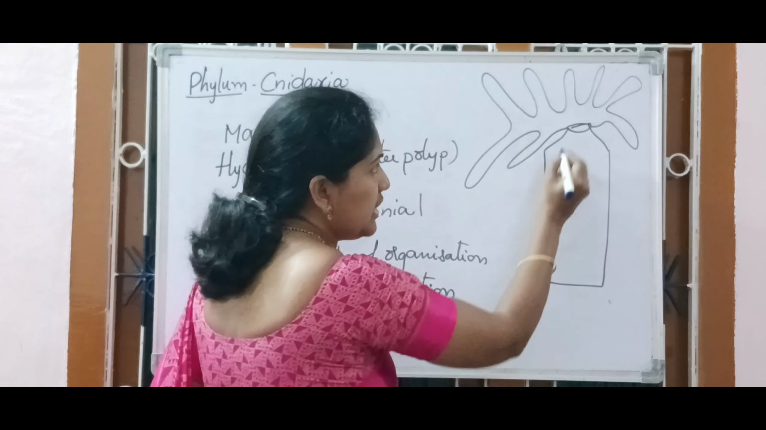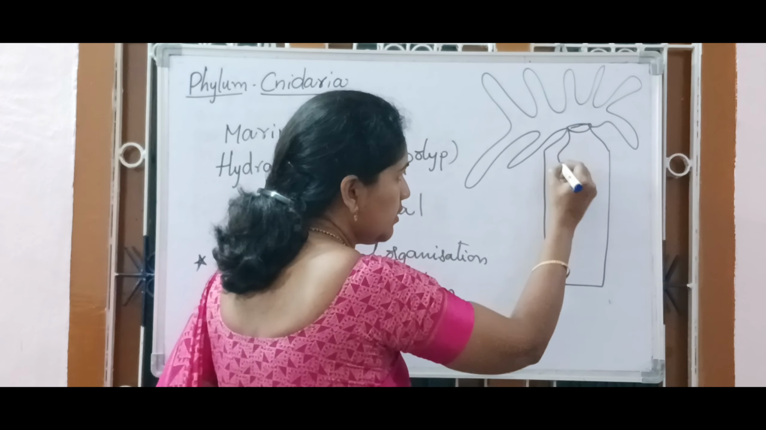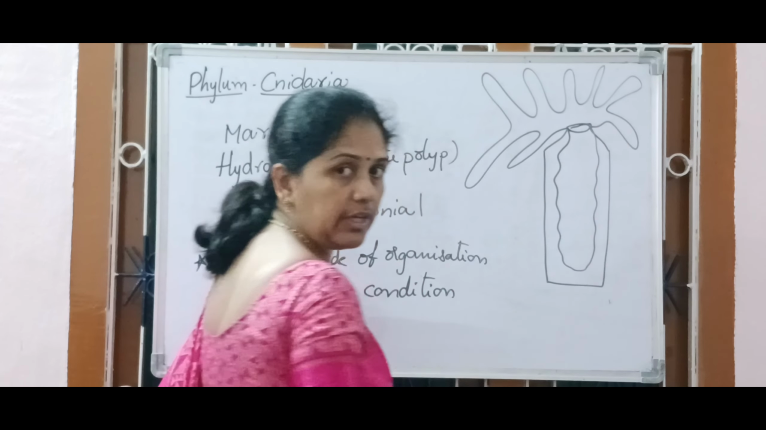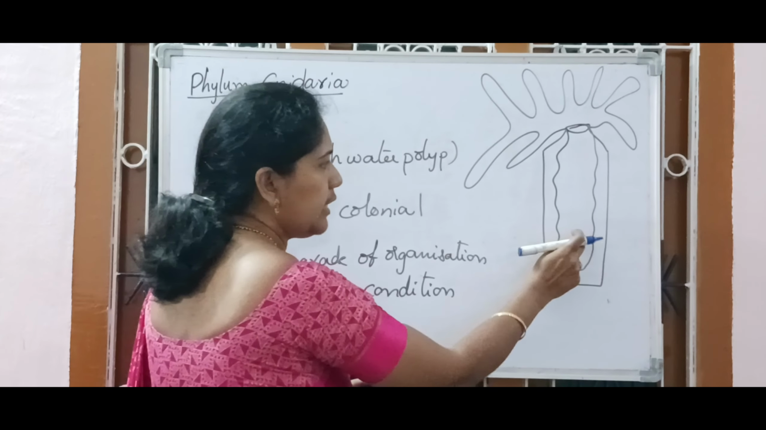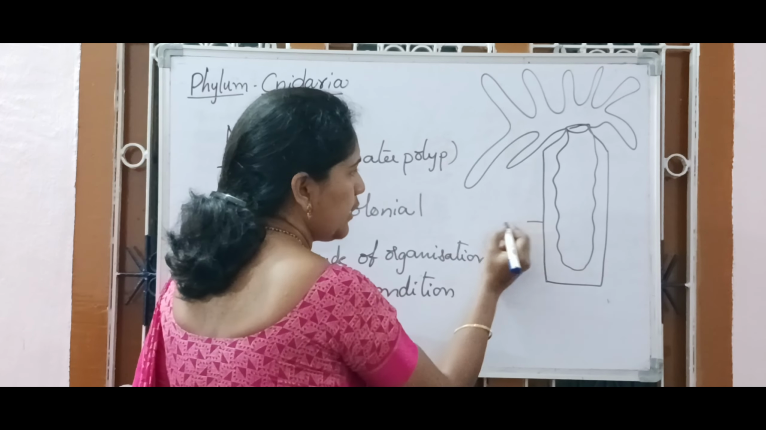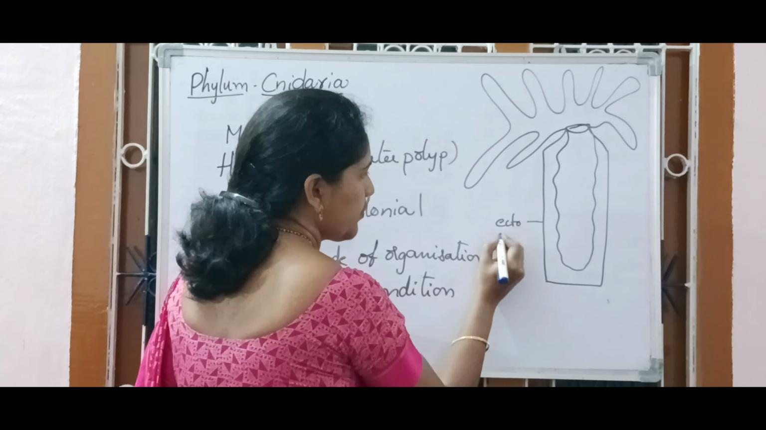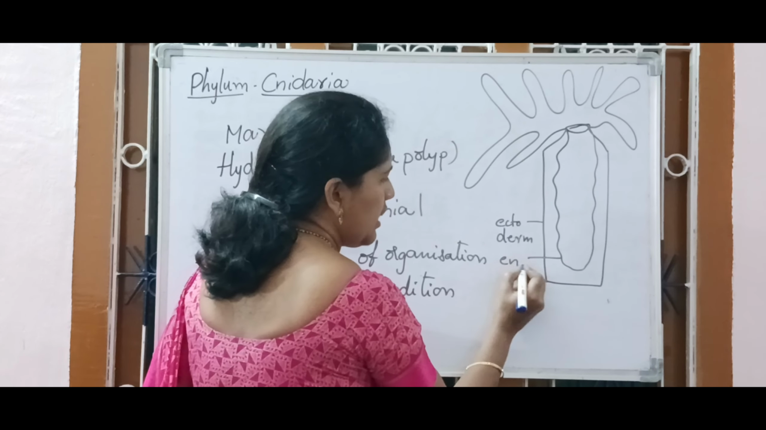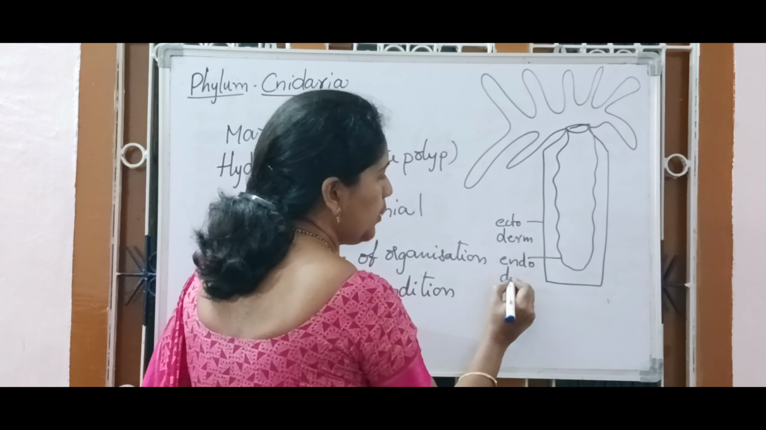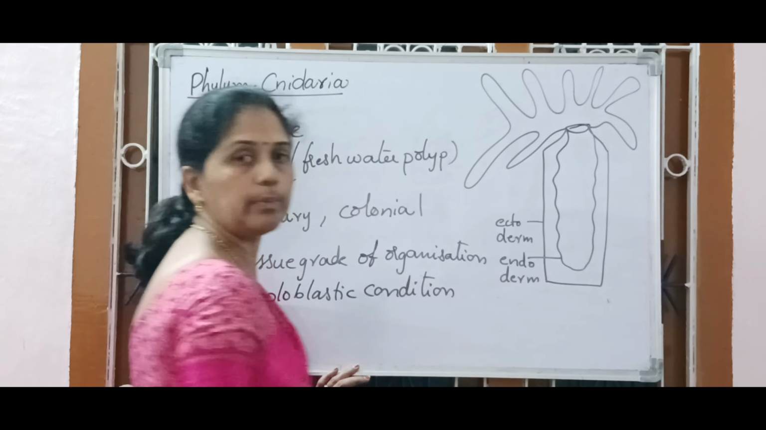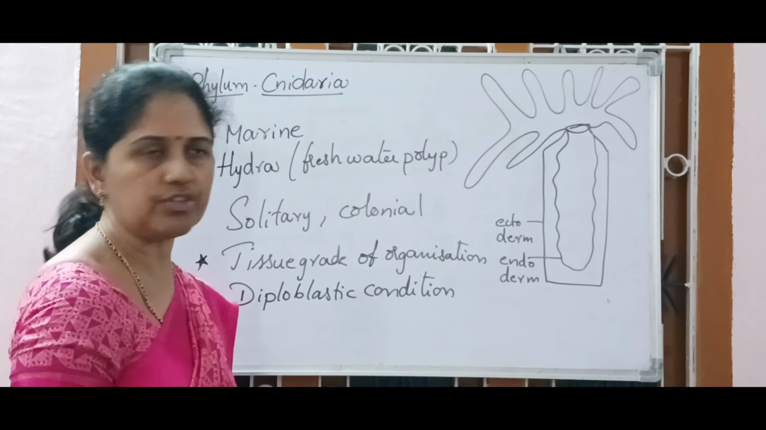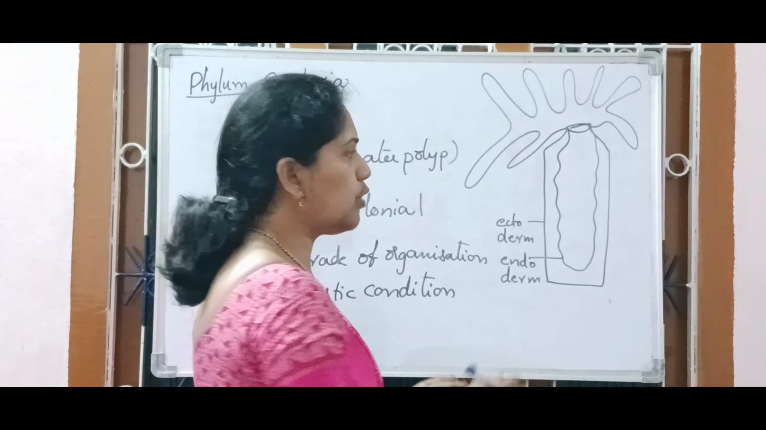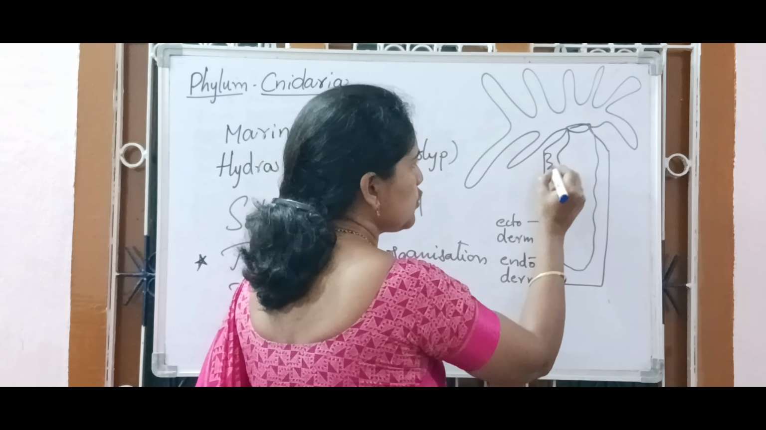Now inside we can see one more layer, which is known as the endoderm. Here we can see the outer ectoderm and the inner endoderm. This is the ectoderm and this is the endoderm. As only two layers are there, it is called the diploblastic condition. Between the ectoderm and endoderm, there is a non-cellular part called the mesoglea.